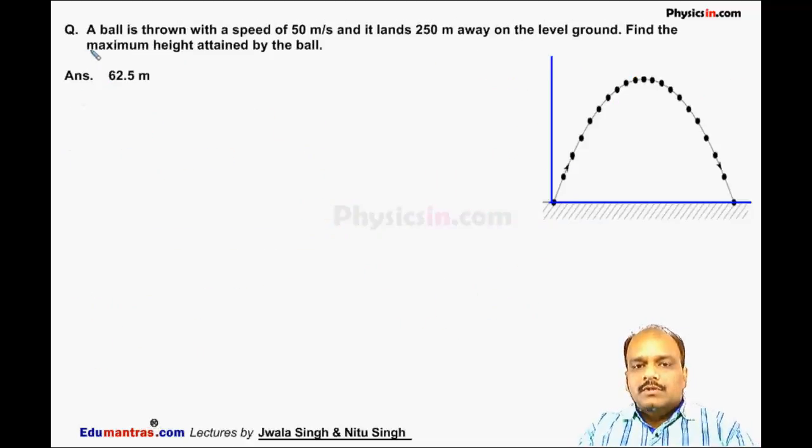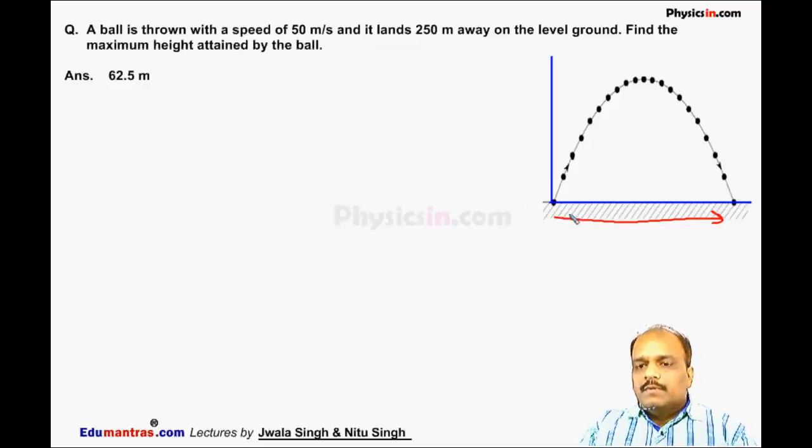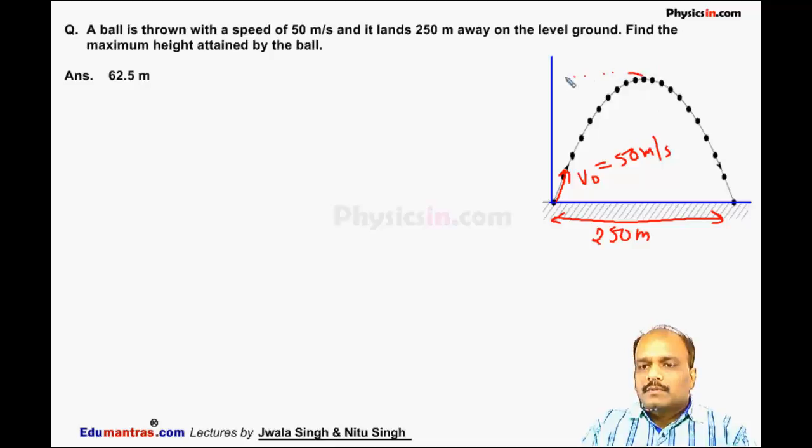Now this is the third question. A ball is thrown with a speed of 50 meter per second and it lands at a distance of 250 meter. This distance is 250 meter and the speed of projection is V0, that is equal to 50 meter per second. So this ball is projected with 50 meter per second. We have to calculate the maximum height attained by the ball, this height, in this situation.